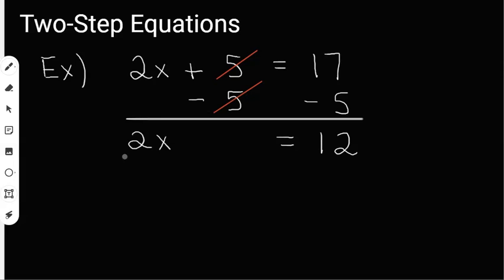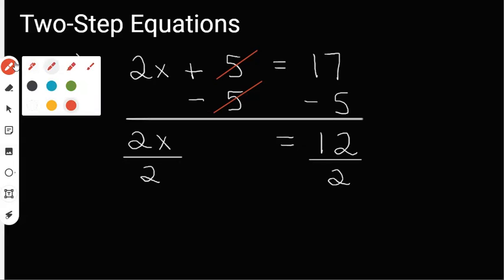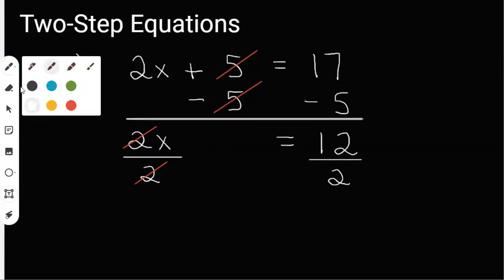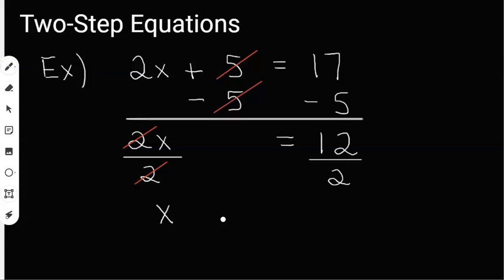It's going to look like this. Divide by 2 on this side, divide by 2 on this side. What that's going to do is it's going to cancel out the 2's on the left side. So that means this 2 right here can be crossed out, and this 2 can be crossed out. And my x is going to come down. And then over here, I've got 12 divided by 2. What would that be? That would be a 6. Yep. So that's my answer.